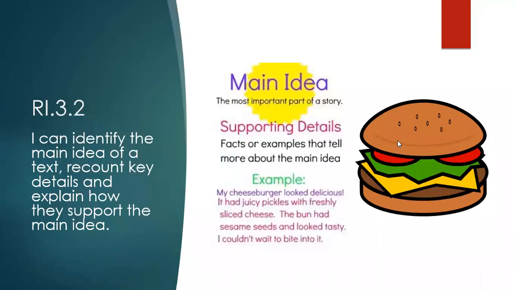I'm going to remind you of our ELA standards for the week, RI 3.2. I can identify the main idea of a text and recount the key details and explain how they support the main idea. Our main idea is about a pond today, and the supporting details are going to be the facts and examples that talk about the pond. What facts about ponds, what examples of animals and plant life are they going to give us today about a pond?